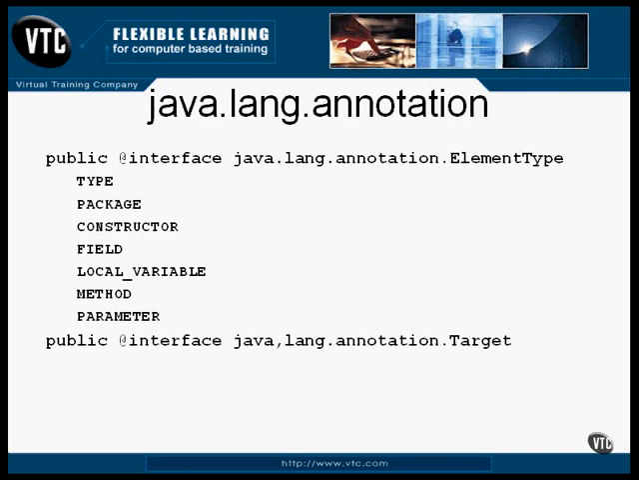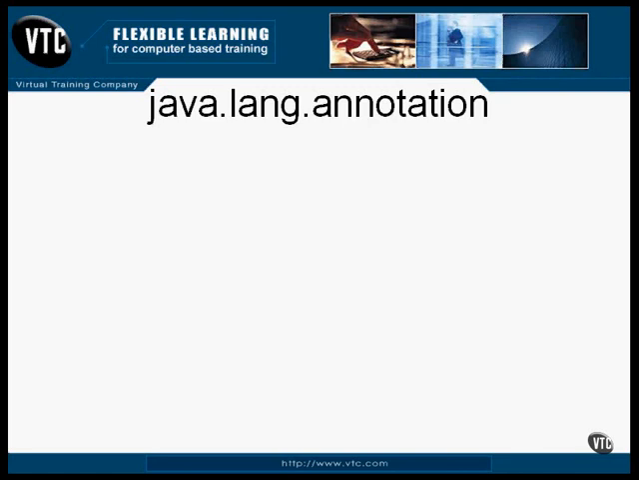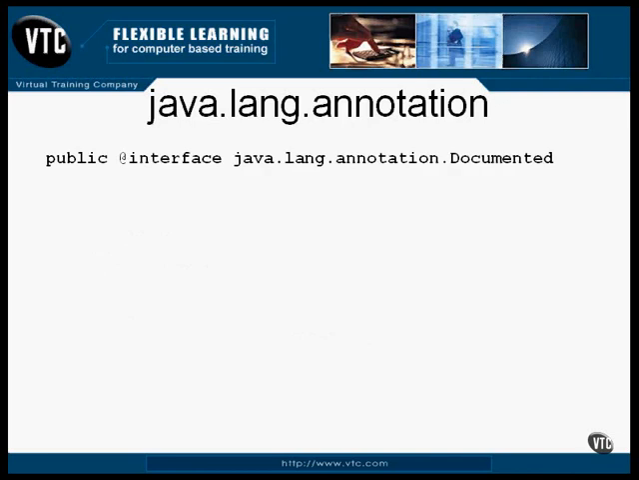If you don't specify the type, the selection of the type is automatic. If you specify a target type other than the one actually present, it's a compiler error. Now, there are only a couple more. You've already seen an example of using Documented. It will cause the following annotation to be included by Javadoc.